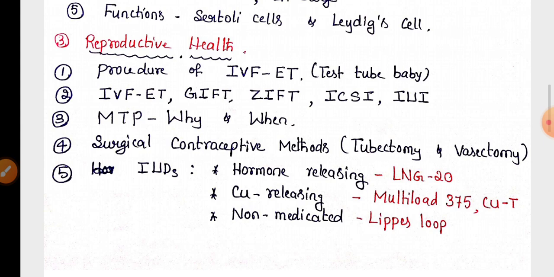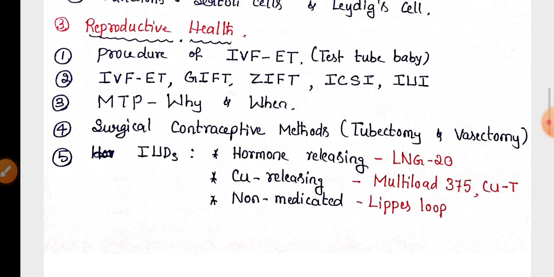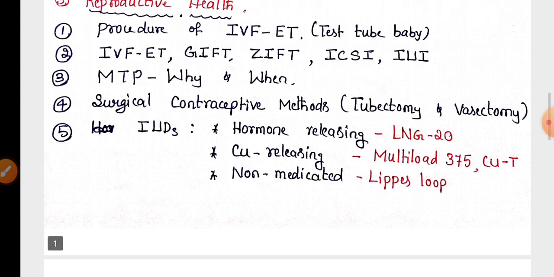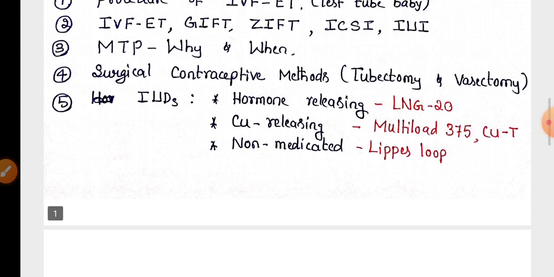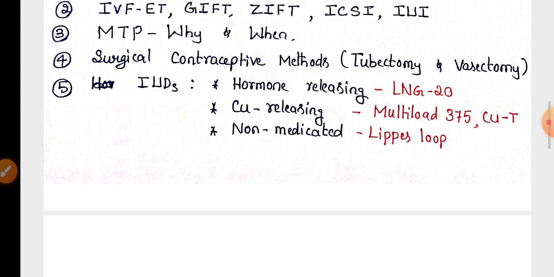From this chapter, 5 marks question is procedure of IVF ET, in vitro fertilization embryo transfer, or the procedure of test tube baby, and expansion of IVF ET, GIFT, ZIFT, ICSI, IUI, they may ask. Then the definition of MTP, when and why MTP, they'll ask for 3 marks. Then about surgical contraceptive methods like tubectomy and vasectomy are very important.